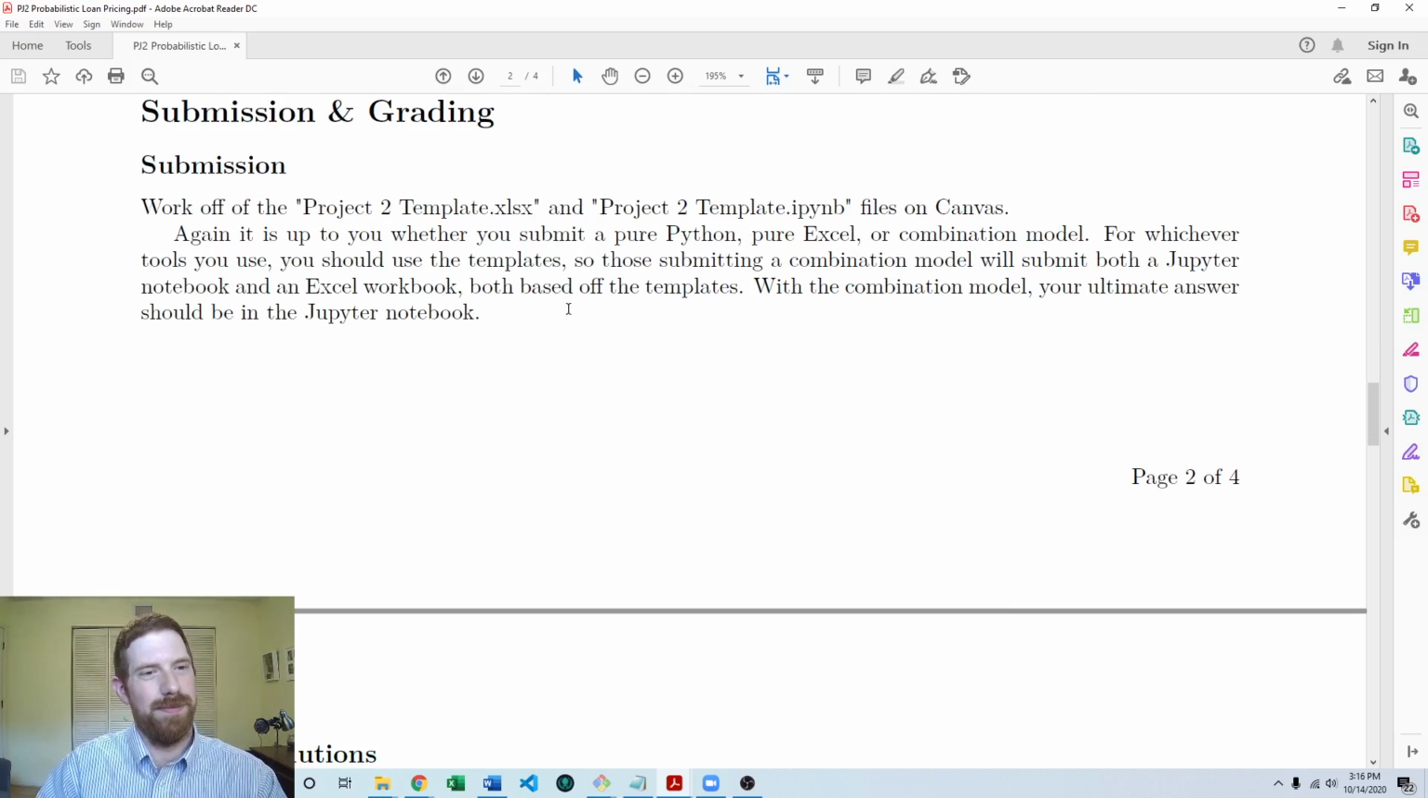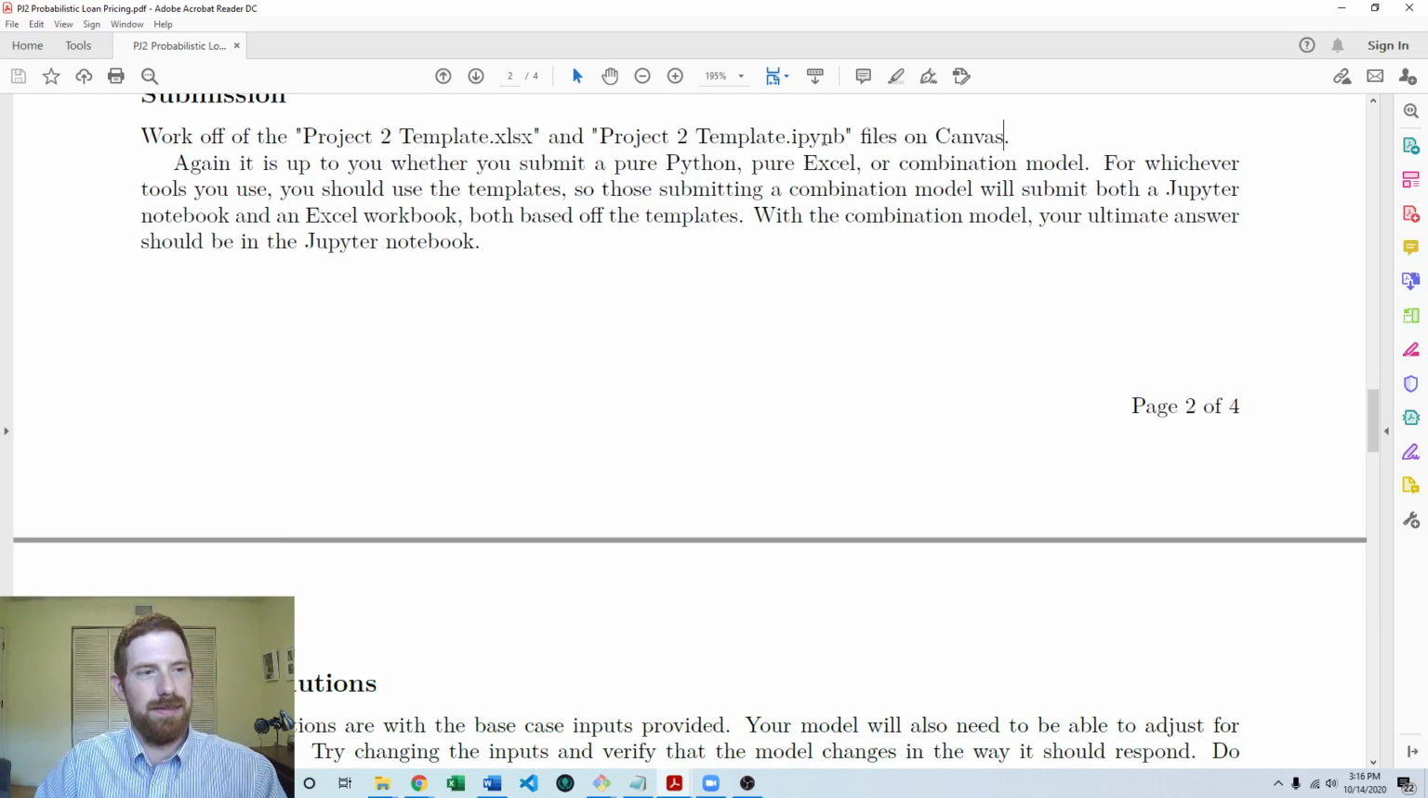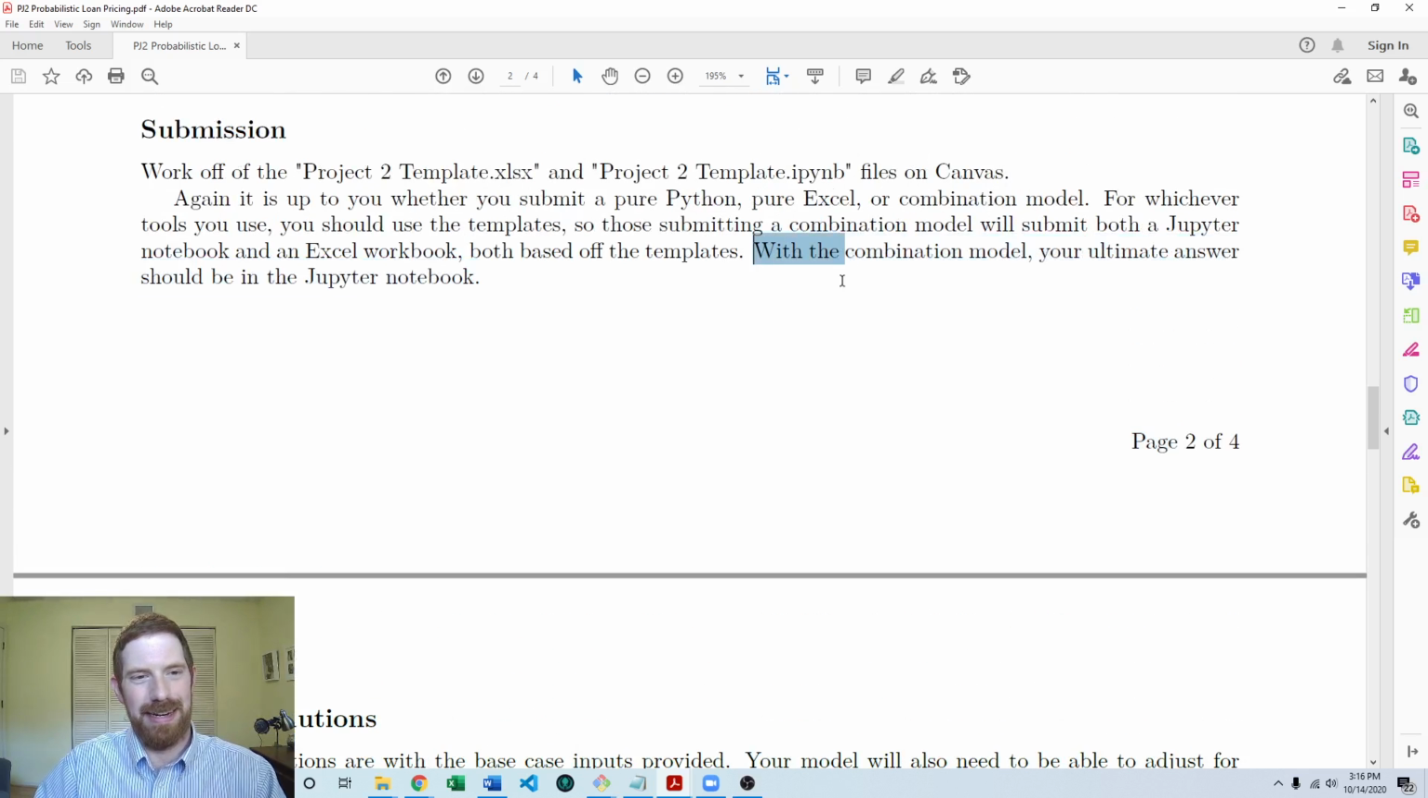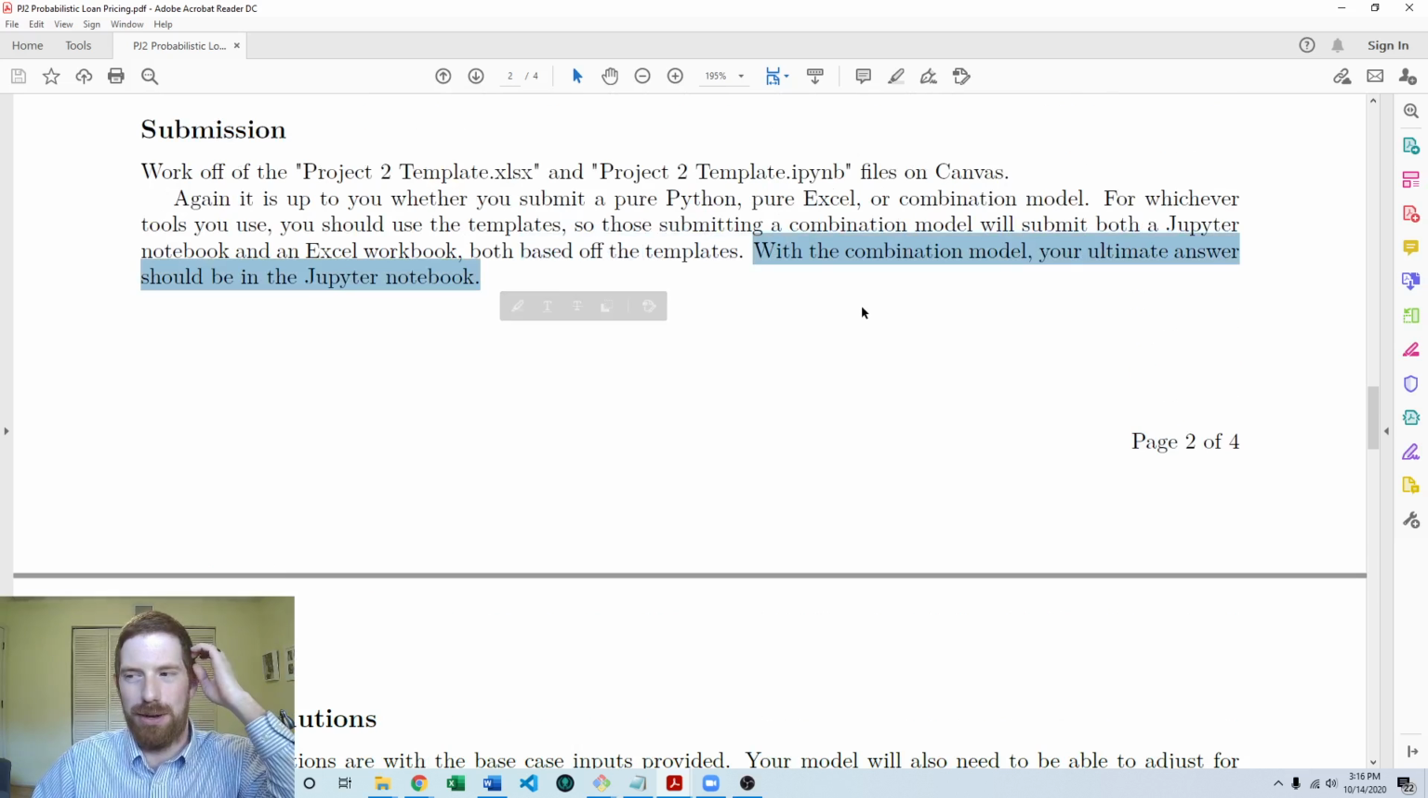And then we have template files for this as well. You have an Excel template, a Python template, Jupyter Notebook template. Again, it's up to you whether you want to do pure Python, pure Excel, or a combination. Just whichever tools you choose to use, use the template for that tool. So if you have a combination model, you should be submitting both parts, which are both based off the two templates. Pure Python based off the Python template, pure Excel based off the Excel template. And just want to emphasize again, if you do the combo model, your final answer should be in the Jupyter Notebook on the Python side.